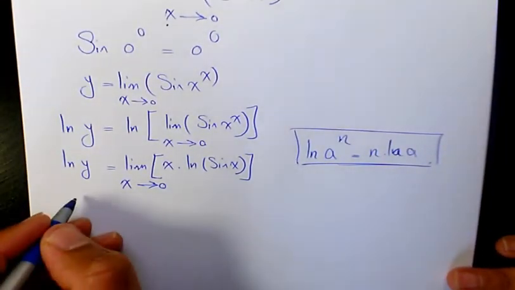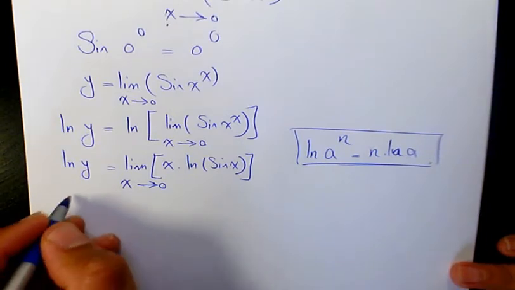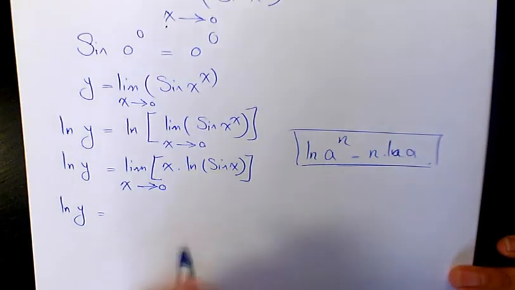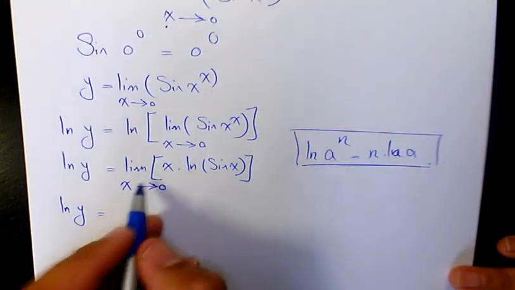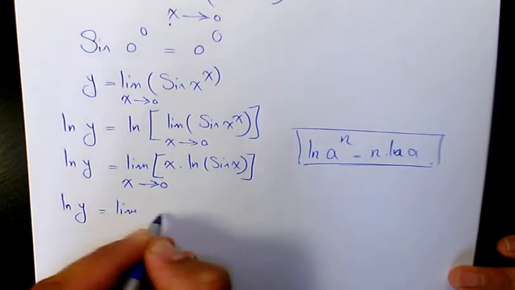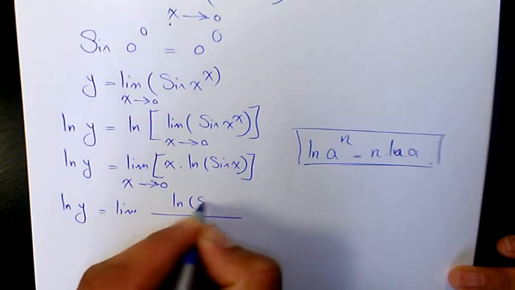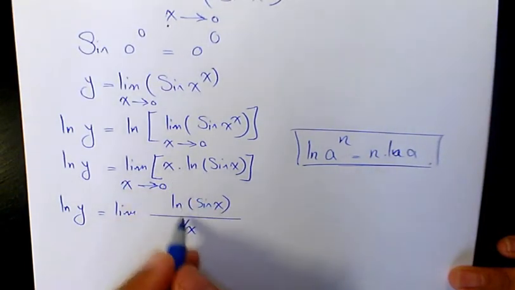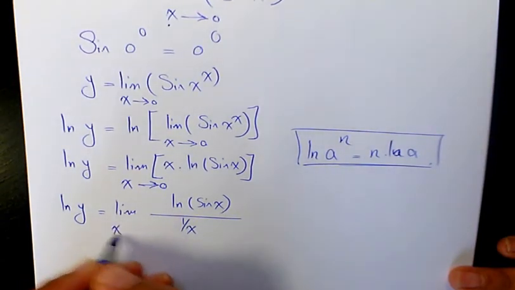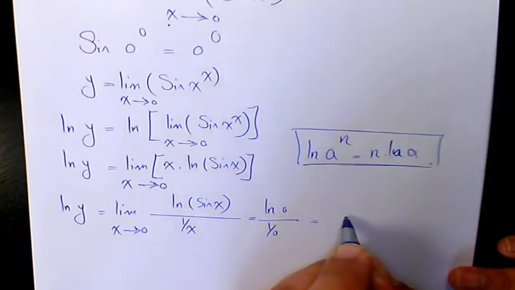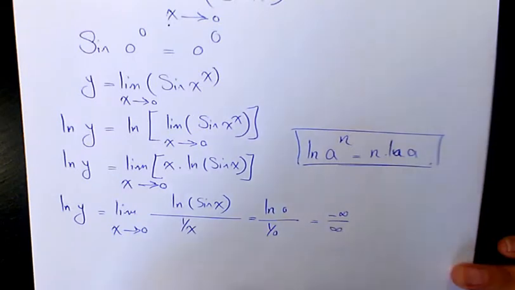So we have ln y, and here this limit is going to be the limit of ln sine x over 1 over x. So instead of multiplying by x, I'm going to write divided by 1 over x when x is approaching 0. So that's going to be ln 0 over 1 over 0. That's going to make it negative infinity over infinity.